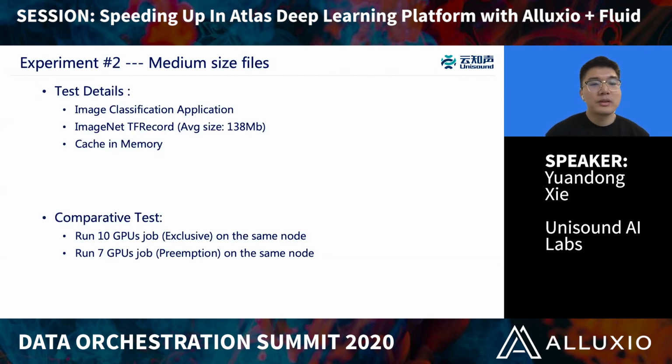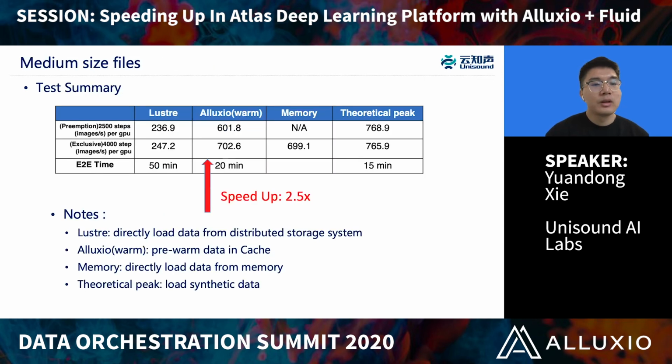For the medium-sized image classification application, there are nearly 138 gigabytes of one thousand TFRecord files. There are two experiments, exclusive job and permutation job. The permutation job means more than one task running on the same node at the same time. And we can see reading from the prewarmed Alluxio cache is 2.5 times faster than reading from Lustre.